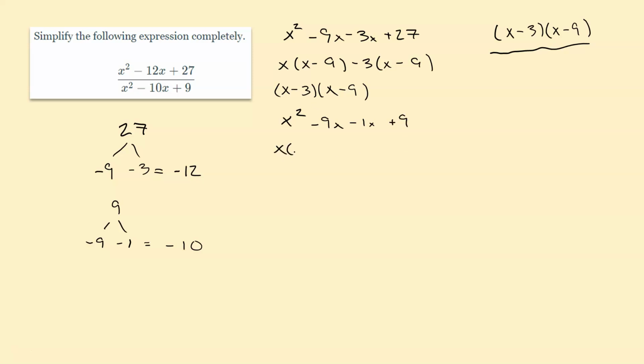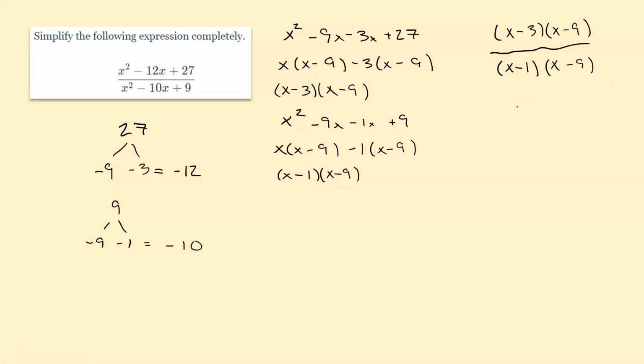Now I'm going to split up my middle term like that. Factor out an x out of the first two terms, and then factor out negative 1 out of the second two terms. Then factor out that x minus 9. So I have x minus 1 times x minus 9, which is how the denominator factors. Now I have factored both the numerator and the denominator to come up with this.